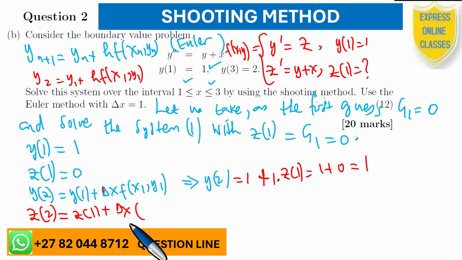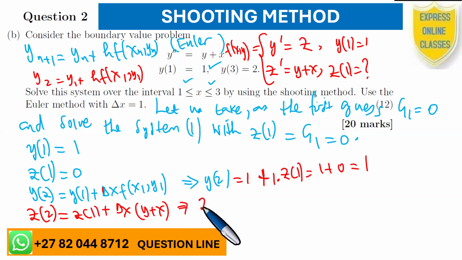And then we now have the new Z prime. Z prime is Y plus X. Which means that if you're going to have this one, it must be the derivative of this, for example Y prime. And Y prime is that. So here, it's Z, and according to the Euler, it's going to be Z prime. Z prime is Y plus X, so we're going to put Y plus X.